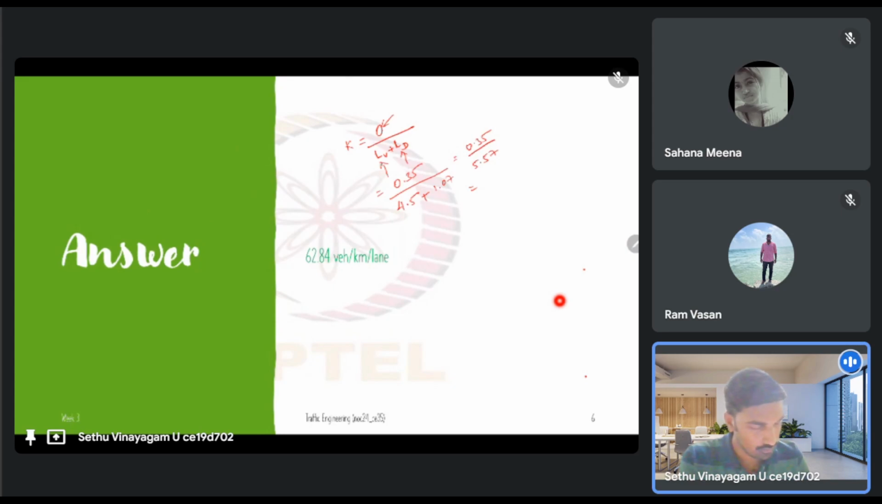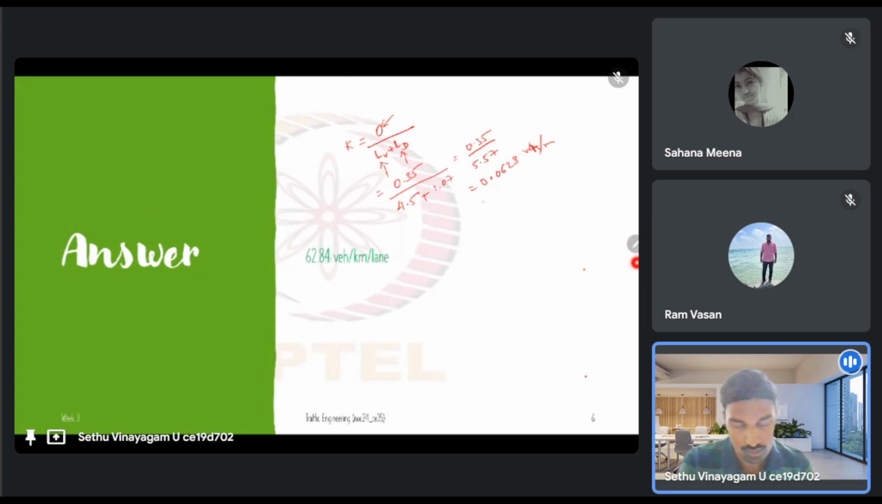0.35 by 5.57, so this is 0.0628, right? So this is in what units? This is in vehicles per meter, right? Because our vehicle length and detector length are in meters. So this is the density, per meter.